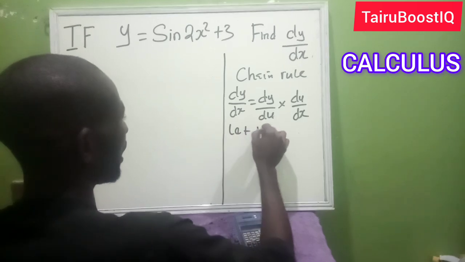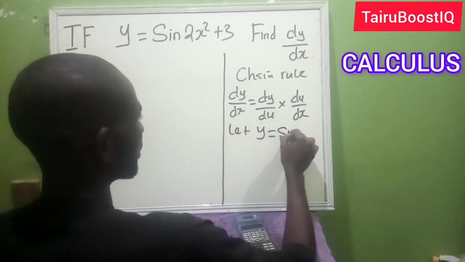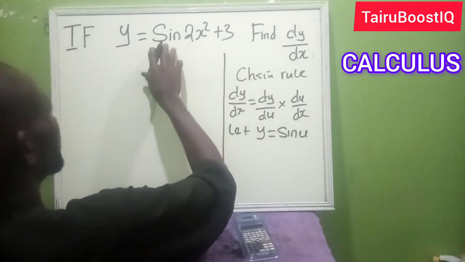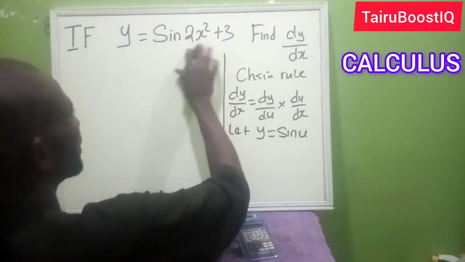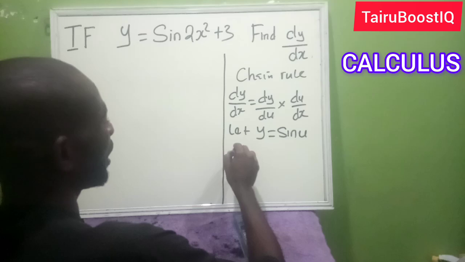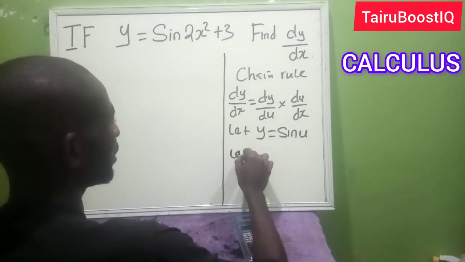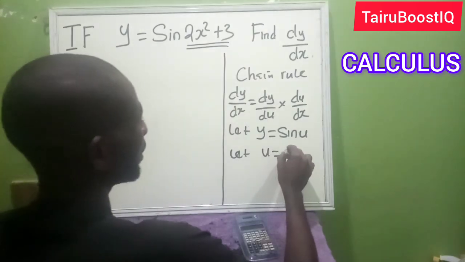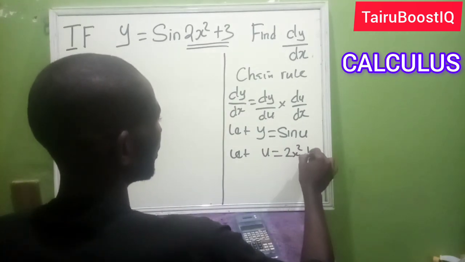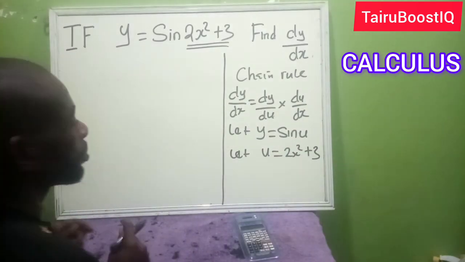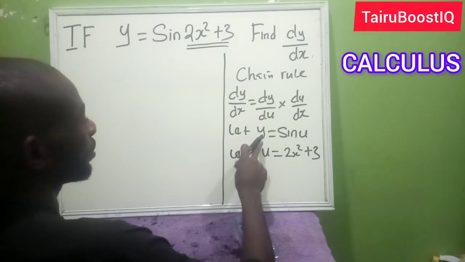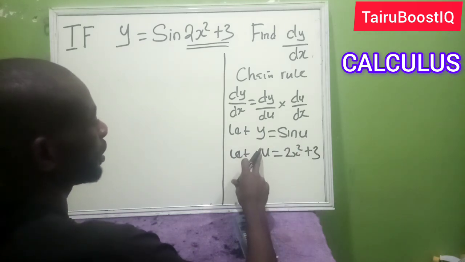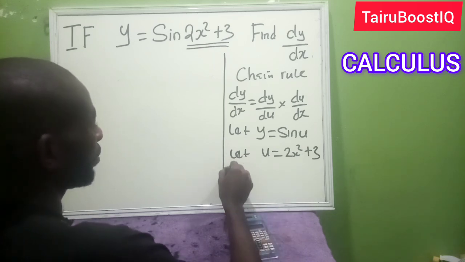What we are going to do next is let y equal sine u. This function we are given, we will represent with u. And let u equal the function in front of x, 2x squared plus 3. So we need the derivative dy/du, and we need the derivative du/dx.